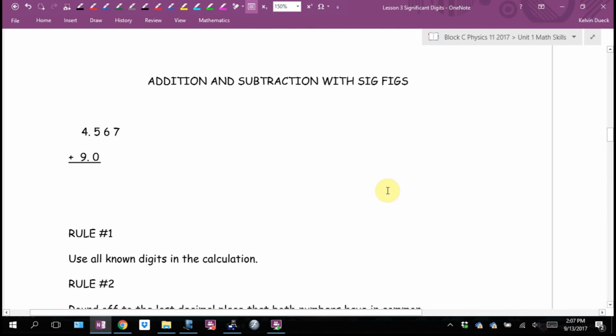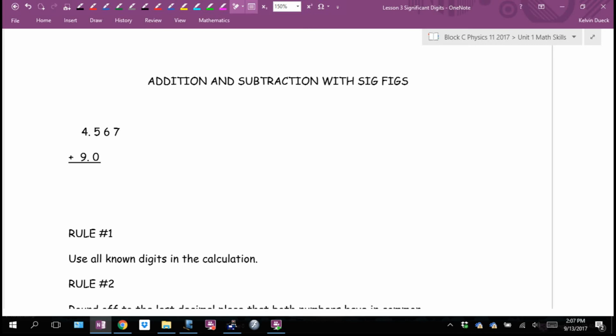So here's how it works. I want to add 4.567 plus 9.0. Here's the most common mistake. Kids go, oh, 4 sig figs, 2 sig figs. That has nothing to do with the number of sig figs in the question. Nothing. I might end up with 3 sig figs in my final answer. I might end up with 1 sig fig. I might end up with 4. I might end up with 2.